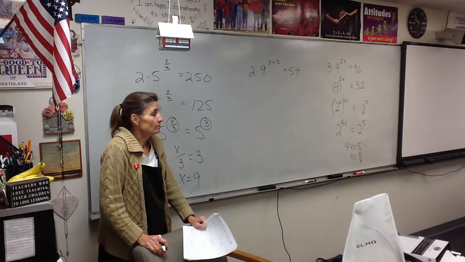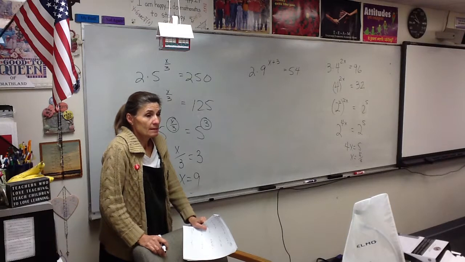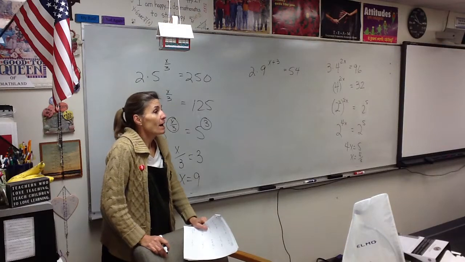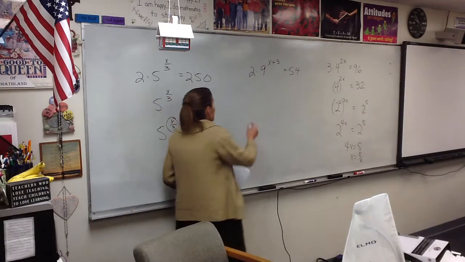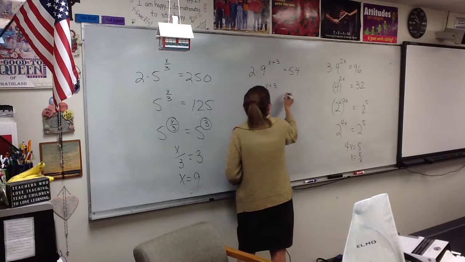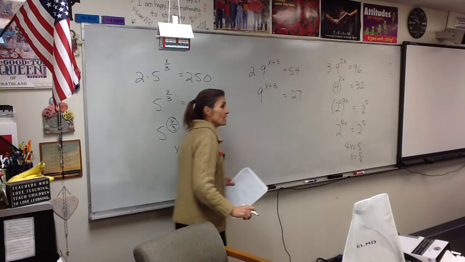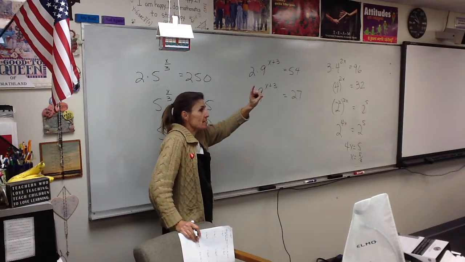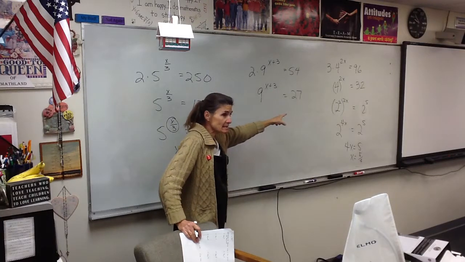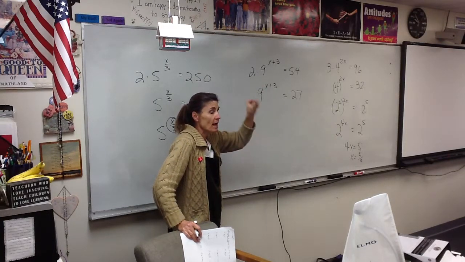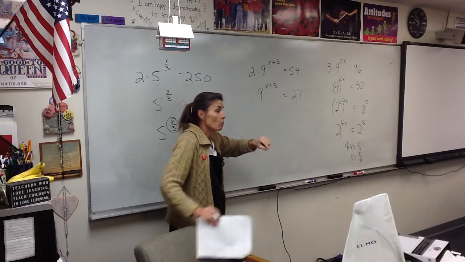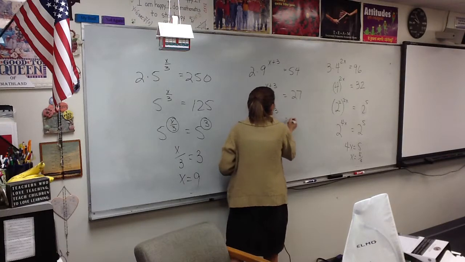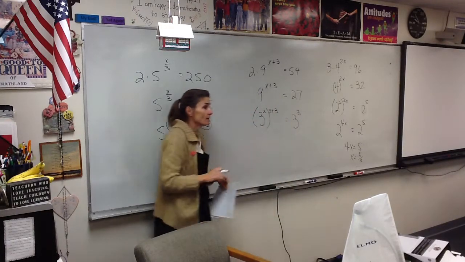All right, here we go. Next one. Step 1. Maya, you are right. So 9 to the x plus 3 will equal 27. That's 54 divided by 2. Now, we're going to write the 9 and the 27 both as powers of 3. What's 9? 3 squared. And 27 is 3 to the third.